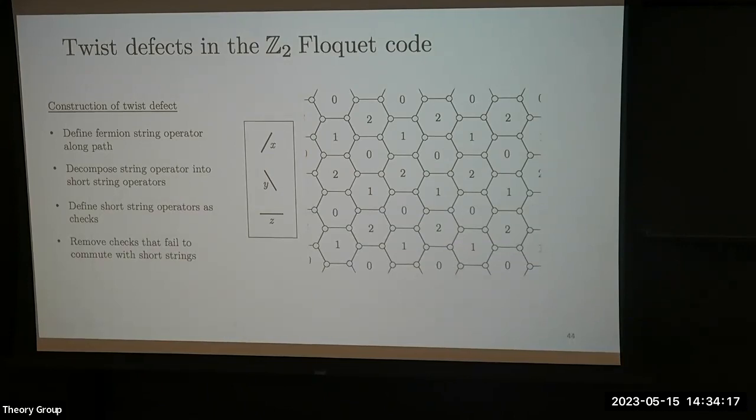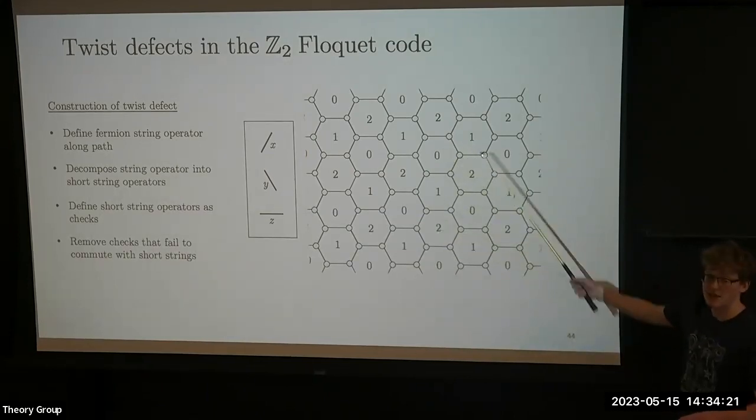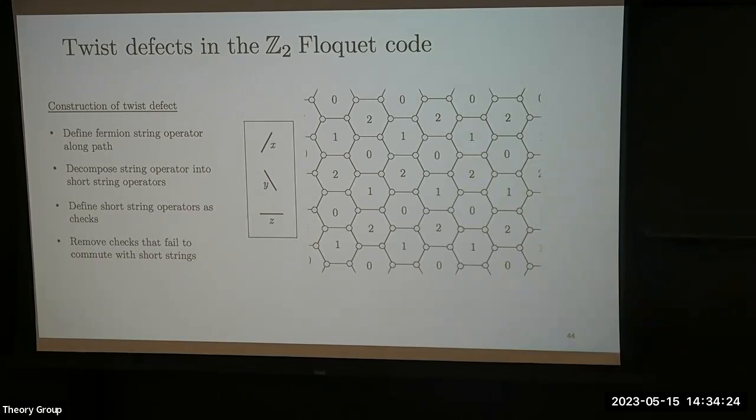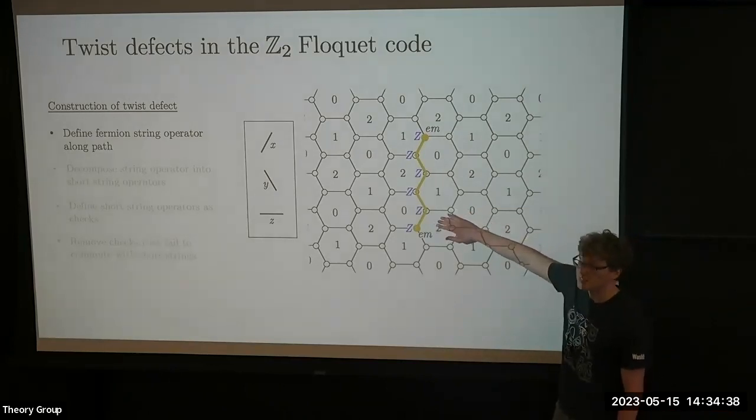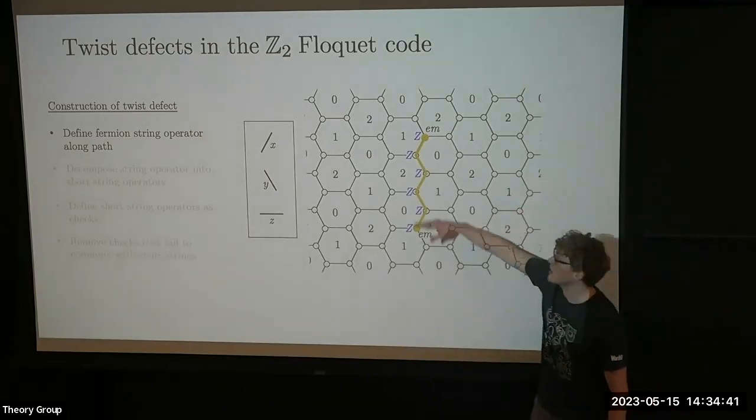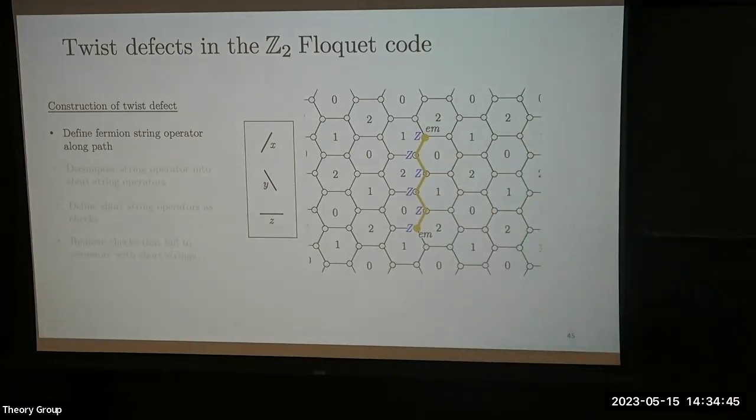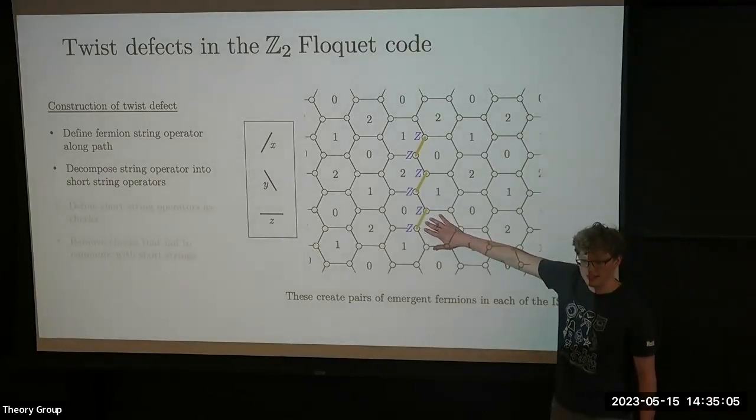All we need to do is ensure that there's some fermion string operators that are stabilizers of the Floquet code. So this takes four steps. The first step is to define a fermion string operator along a path. You'll have to believe me that this is a fermion string operator. You can see this by taking a product of the plaquette stabilizers and truncating it. Next, we'll decompose this string operator into two-body Pauli operators. These are like short fermion string operators. These generate all fermion string operators along that line. And we have to decompose it in such a way that each pair creates emergent fermions for all of the instantaneous stabilizer groups.